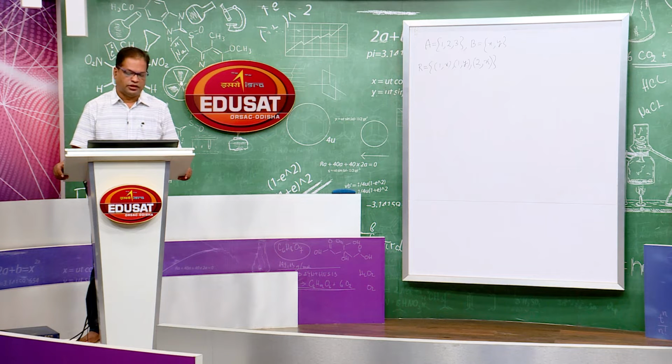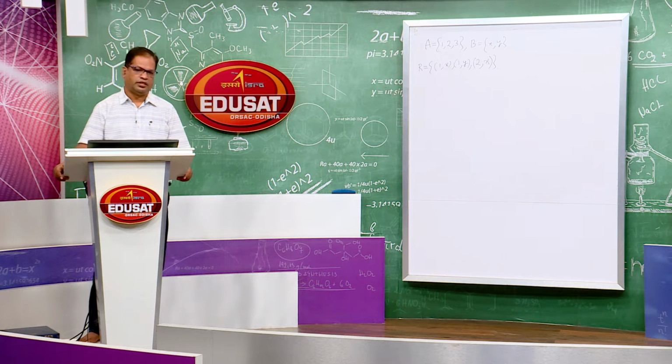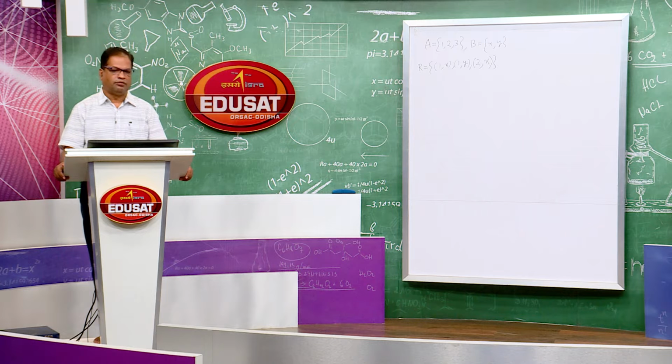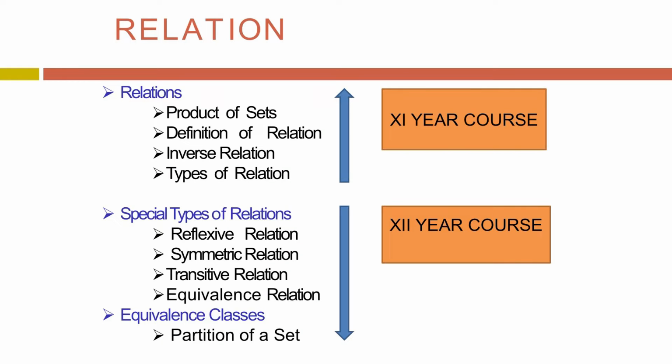You have already studied product of sets, definition of relation, inverse relation, and types of relation, and in second year we study special types of relations, that is reflexive relation, symmetric relation, transitive relation and equivalence relation. Also we discuss equivalence classes. In equivalence classes we discuss partition of a set. So, let us quickly recap first year course.